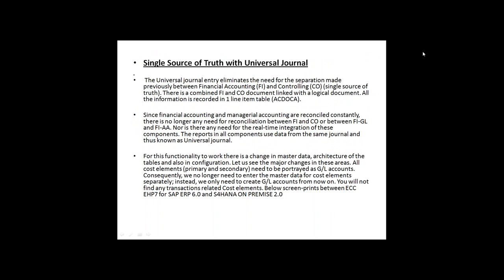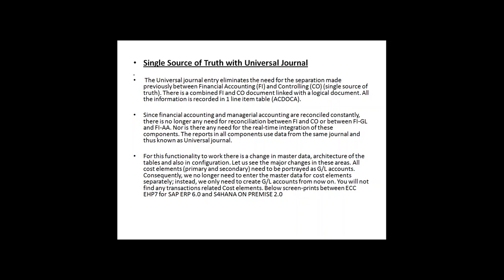As we know, here we are going to use only one table, which is called ACDOCA. Here you can see, the universal journal entry eliminates the need for the separation made previously between financial accounting and controlling. That means previously we used FI in different and CO in different activities. And whenever you wanted to do the reconciliation, you collected the information from both sources and updated. But this is not required in Simple Finance because there is a combined FI and CO document linked with a logical document. All the information is recorded in one line item table, which is called ACDOCA.